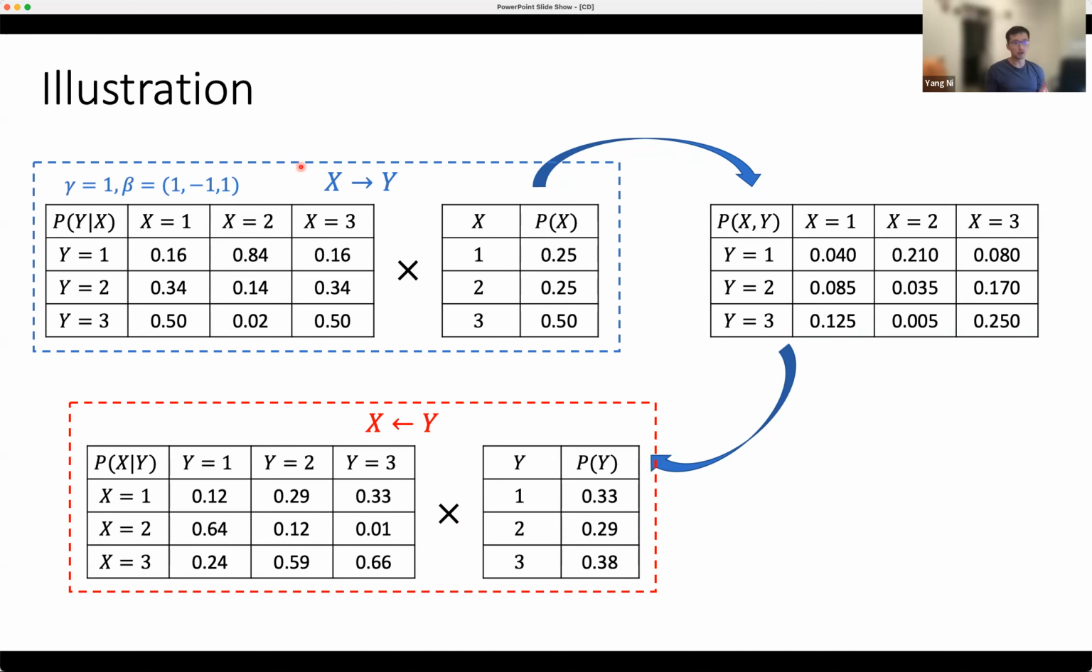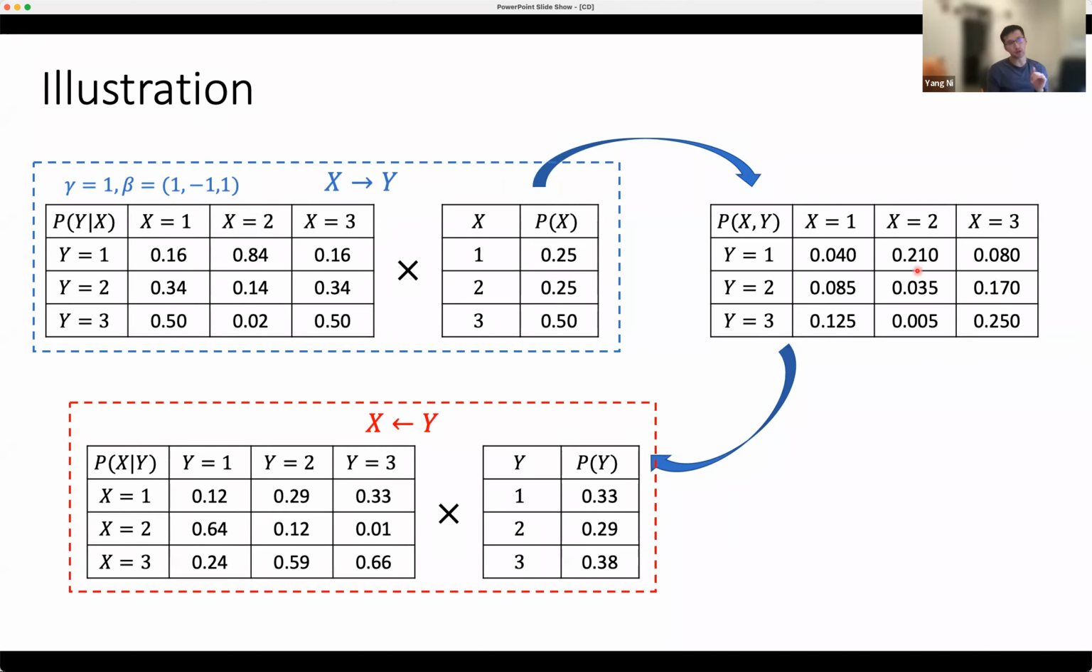Therefore, they give you an intuition as to why this may be identifiable. And the theory we have, of course, proved that this is generally true, not just for this set of parameters. This is a very specific choice of parameters, but our theory basically proved that this is generally true. So whatever parameter you choose, there's only one direction that is consistent, or actually equivalent to this joint distribution, right?